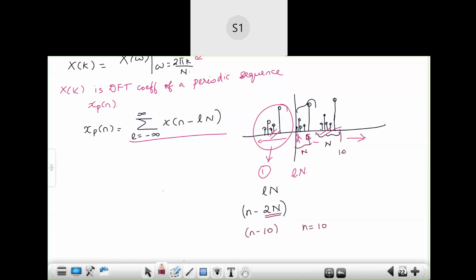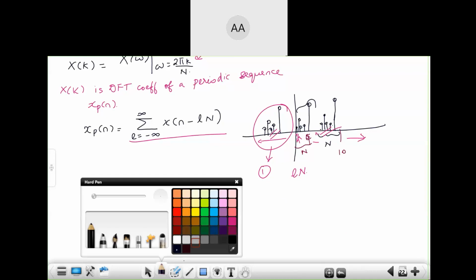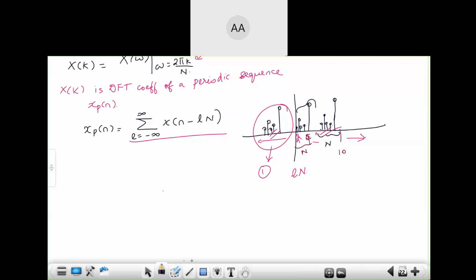Yes, ma'am. Okay. So basically you are saying that the signal is periodic. If it is periodic, wherever you shift it, in general you can write it like this. That means you take one particular periodic signal and analyze it, you will understand.